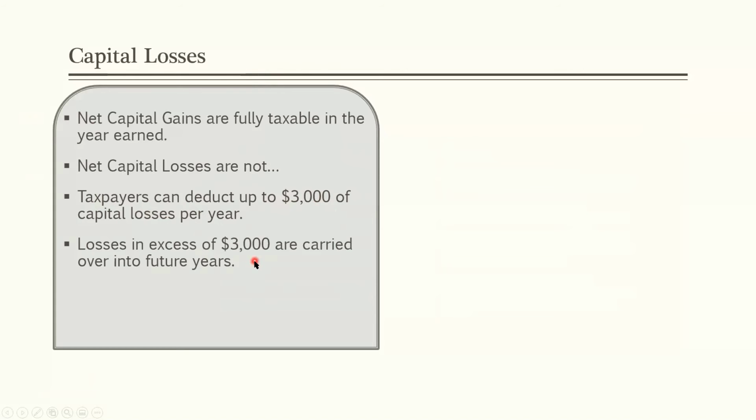Losses in excess of the $3,000, you just carry them forward. So if you have a $30,000 loss, we're going to deduct $3,000 this year and carry $27,000 forward into future years. Next year, you'll subtract another $3,000, then you'll carry 24 forward. Next year, you'll deduct another $3,000, carry 21 forward. This can go on for quite some time. I have clients who have capital losses in excess of $100,000. They're not going to live long enough to deduct all of that loss at $3,000 per year.